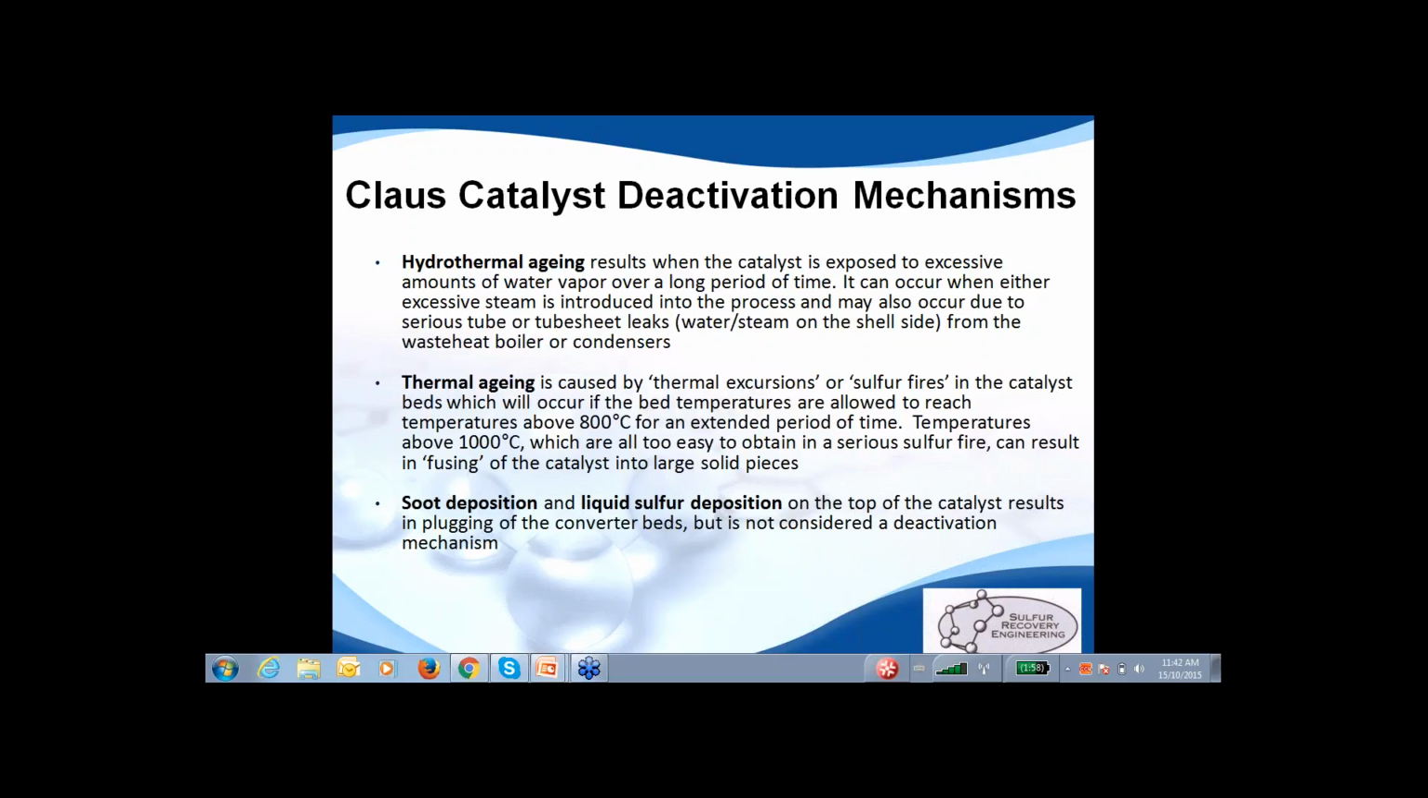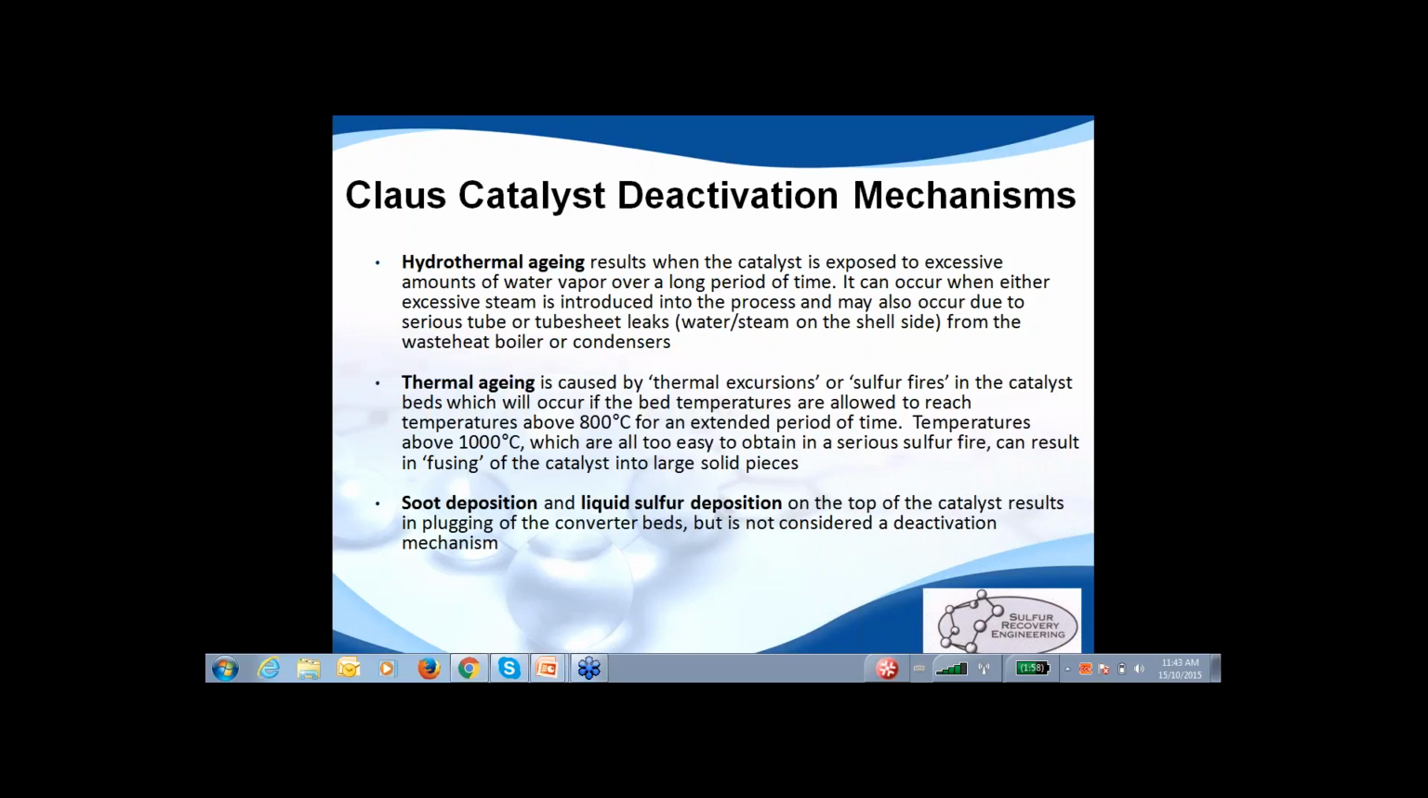Temperature excursions will always occur. There is no way around it. But again, this ties into the fact that our Claus converters are lined with castable refractory or fire brick to protect the carbon steel vessel shell from extreme temperatures. Temperatures above 1,000 degrees centigrade for an extended amount of time can result in the fusing of catalyst into large solid pieces. If that occurs, we have jeopardized our catalyst and reduced the overall area for the Claus reaction to take place inside of our converter.